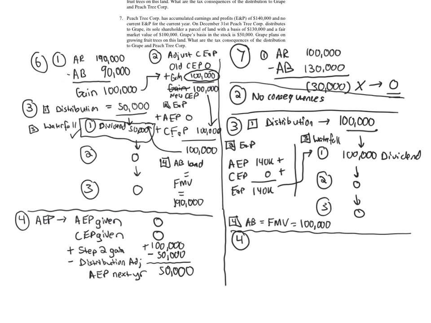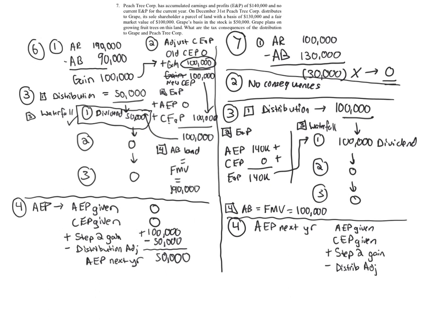Okay. Step 4, we do the accumulated E&P for next year. Take the accumulated E&P given, current E&P given, plus a step 2 gain, minus distribution adjustment. So accumulated E&P given to us is $140,000. Current E&P is 0. No step 2 gain, right? No consequences here. Distribution adjustment.